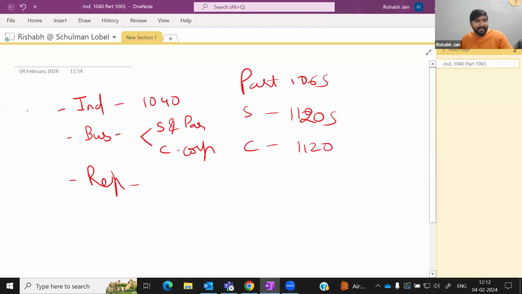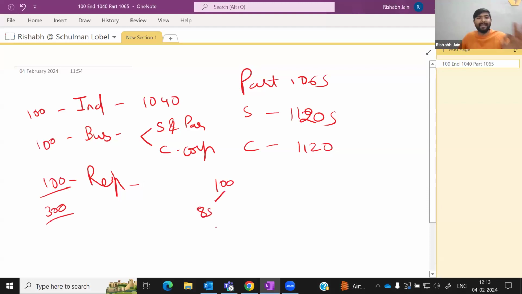Each paper contains 100 MCQs, purely MCQs. You will get four options for each MCQ. Every single paper has 100 MCQs, so overall you will be appearing for 300 MCQs. Now, there is a small twist. The small twist is that in every 100 MCQs, only 85 MCQs are being tested.